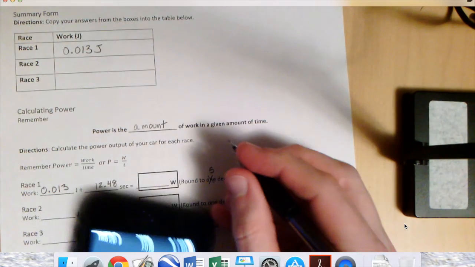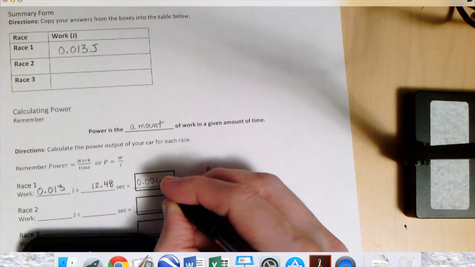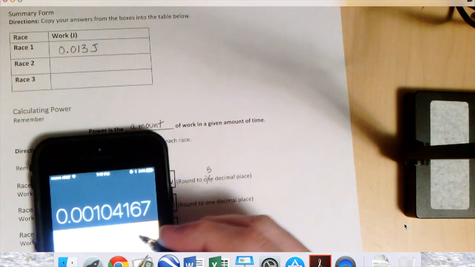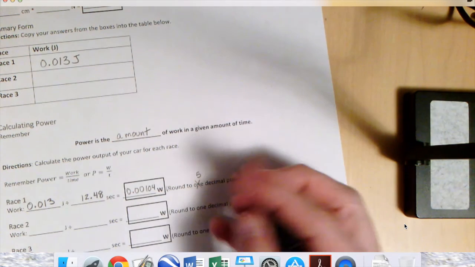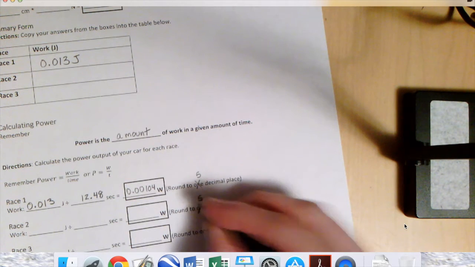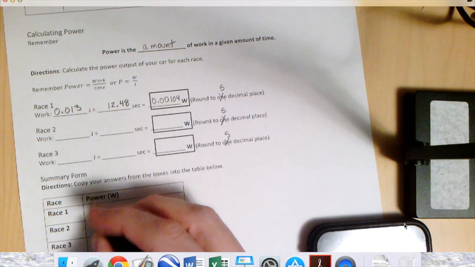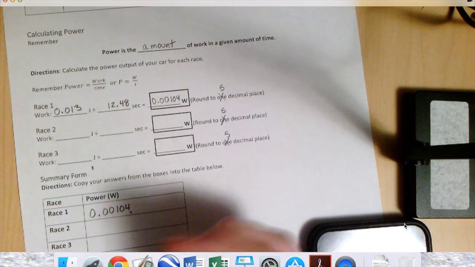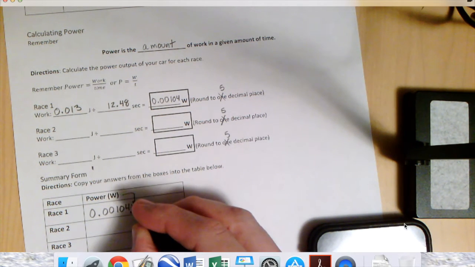So we're going to go to 0.00104. Because it's 0.41, this 1 doesn't round it up. We went to 5 decimal places, so make sure you write your answer out to 5 decimal places. And finally, down here, we want to write our answers in watts. So we have 0.00104, and we're going to put our letter in watts because that's our unit of power.